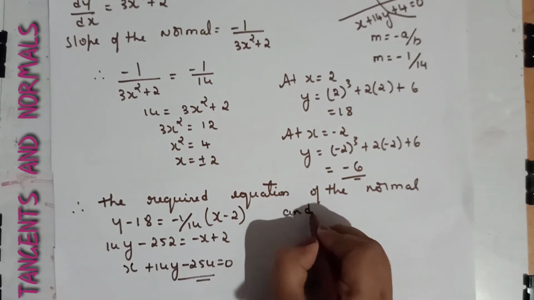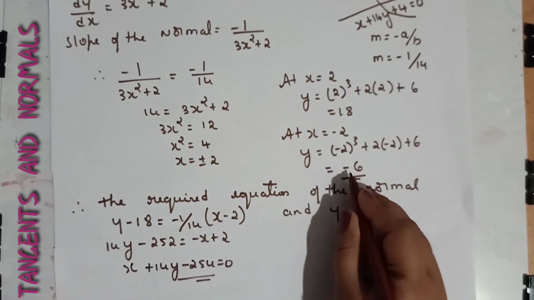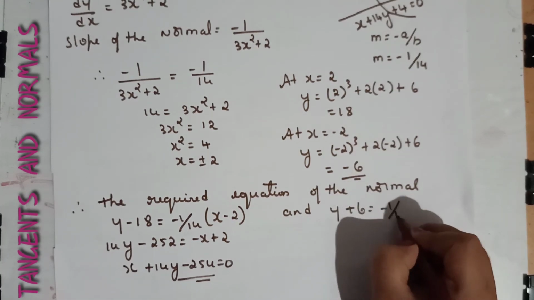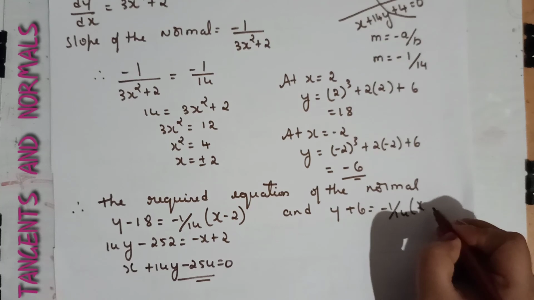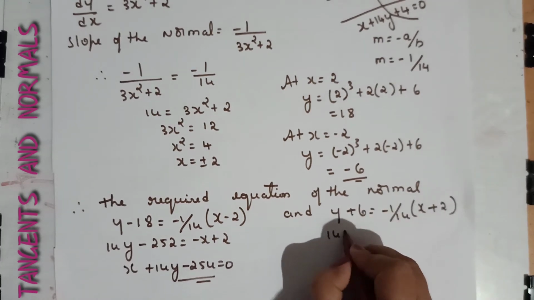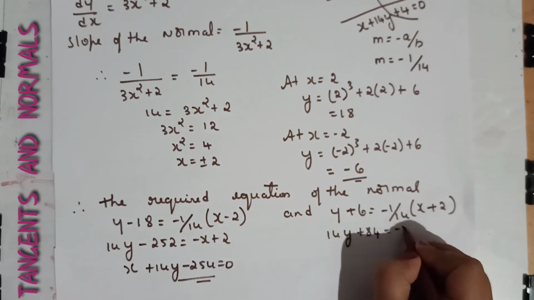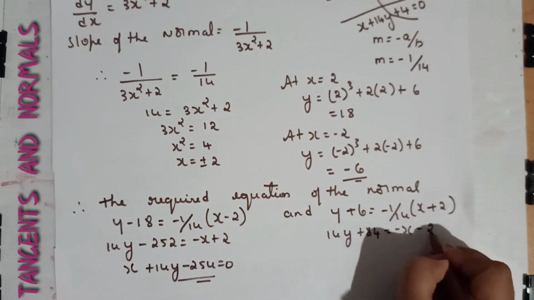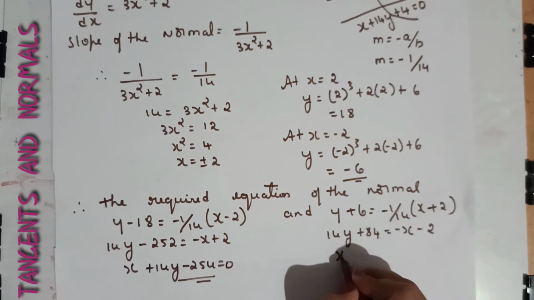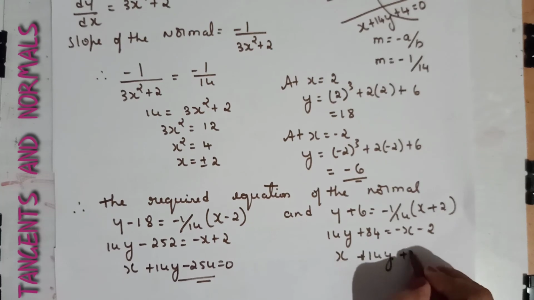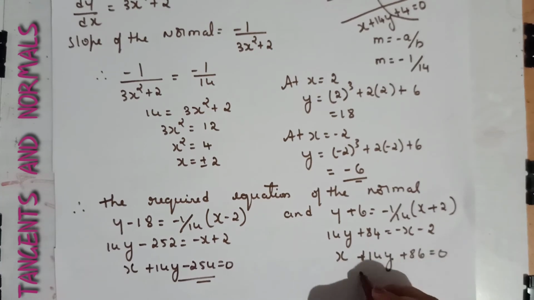One more equation will be y minus of minus 6 will be plus 6 is equal to minus 1 by 14 into x minus of minus 2 plus 2. So simplify, 14y plus 84 is equal to minus x minus 2. So this will be x plus 14y plus 86 is equal to 0.